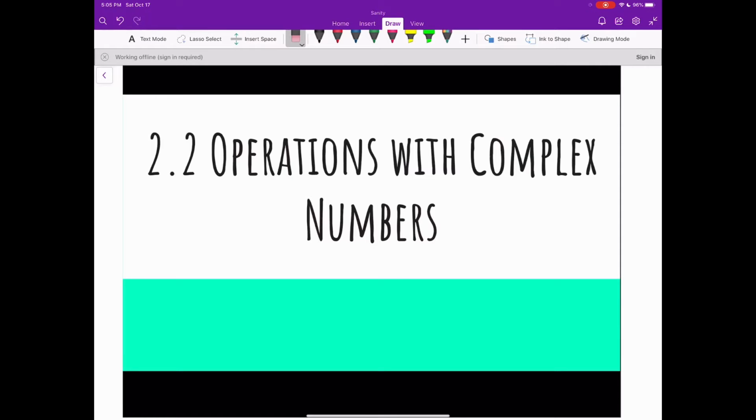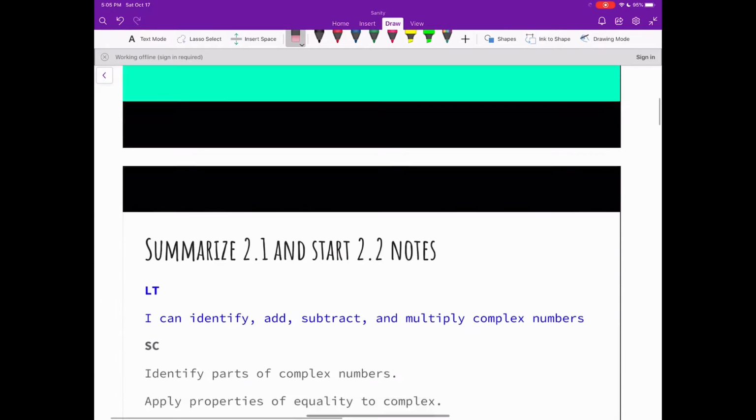You did great with that long section of 2.1. Now we're going to look at operations with complex numbers. So, section 2.2, here we go.